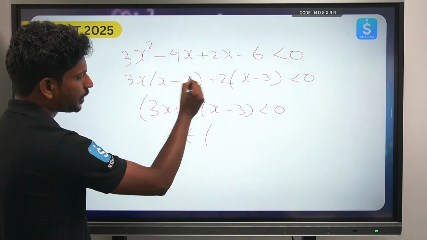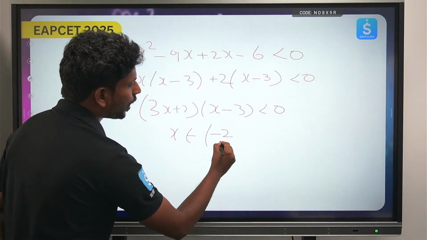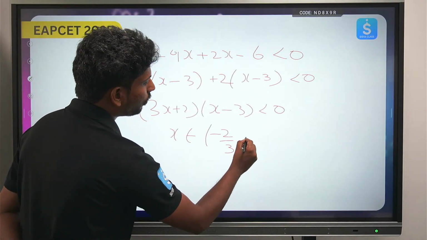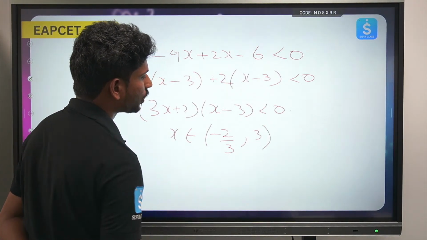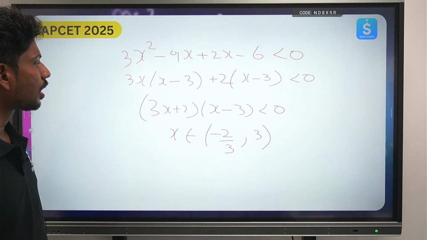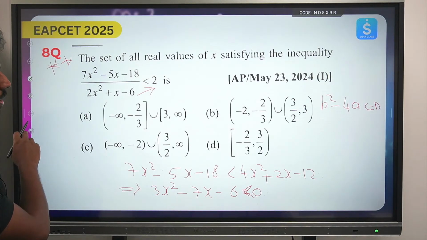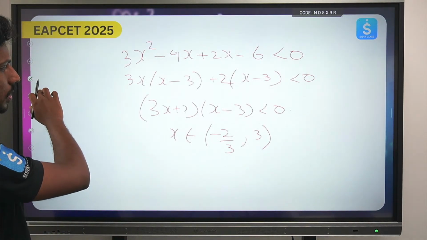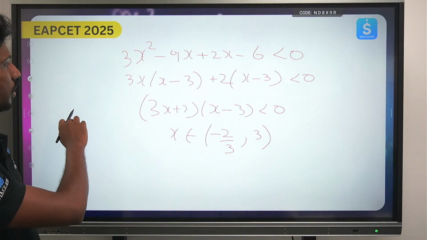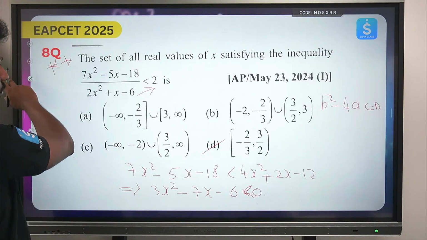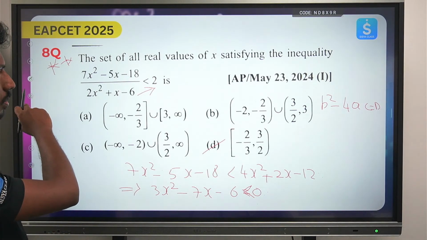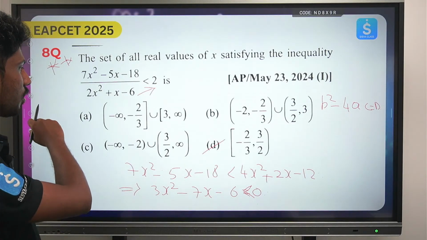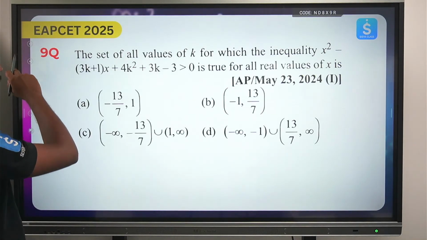So that is what the answer is. x belongs to minus 2 by 3 comma 3. Okay, I hope you got the answer. Yeah, so see the next question.